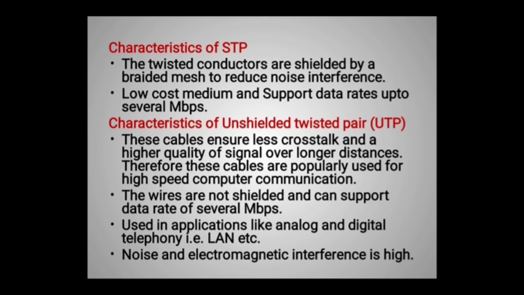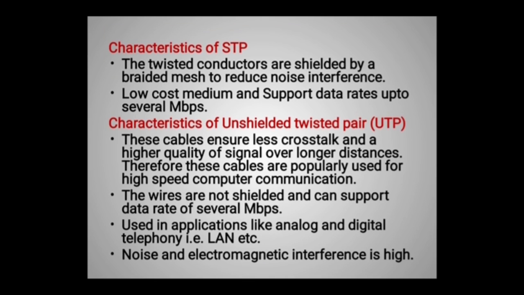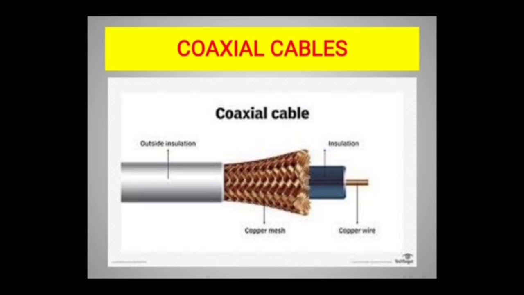Now let's discuss unshielded twisted pair. These cables ensure less crosstalk because of higher quality of signals over longer distances. These are widely used for high-speed computer communications. The wires are not shielded and can support up to several Mbps, used in applications like analog and digital telephony or LANs. Noise and electromagnetic interference are high in the case of unshielded twisted pair.